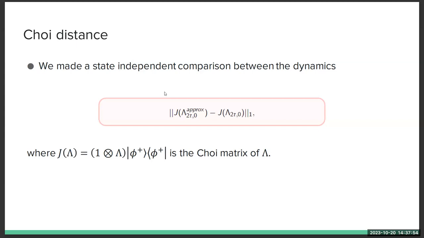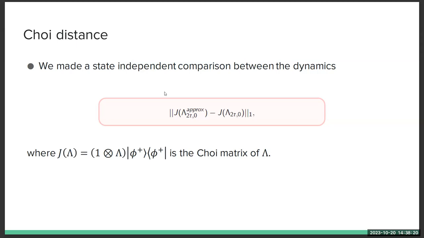If it's two, they are completely different, okay? The chi matrix, I don't know if anyone is familiar with it. Well, it's an isomorphism in a way: imagine you represent your map by a matrix. From this matrix, you can get the Kraus operators, everything that you need to define your map. It's just another representation of the map.